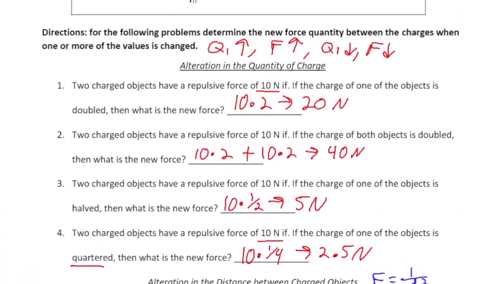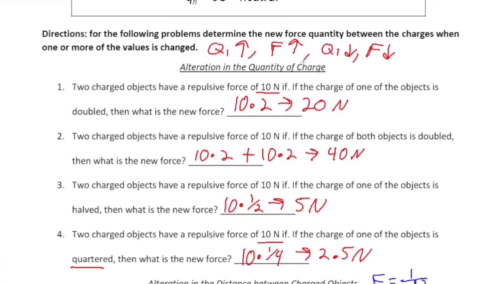And then on the opposite end, when we talk about charge, force and charge are directly related. The bigger the charge, the more force. The smaller the charge, the less force.